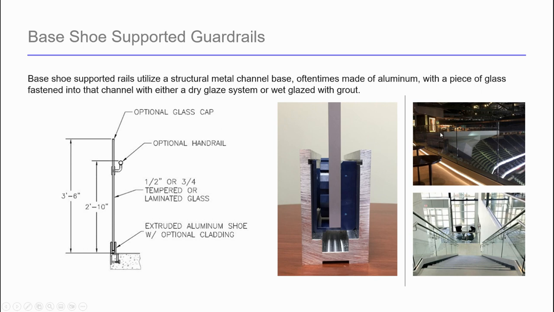Just go to the slide here before I mention that. So base shoe supported glass is simply glass that's sitting in an aluminum channel. Here you see in the middle is our proprietary dry glaze system. There's other dry glaze systems such as taper lock. CRL sells a taper lock. You might have heard of that. Dry glaze is just not using a cement or gypsum or plastic or polymer epoxy type grout in that shoe.